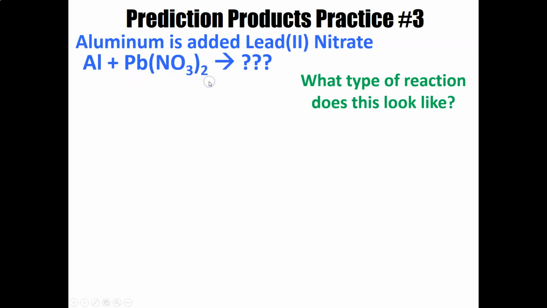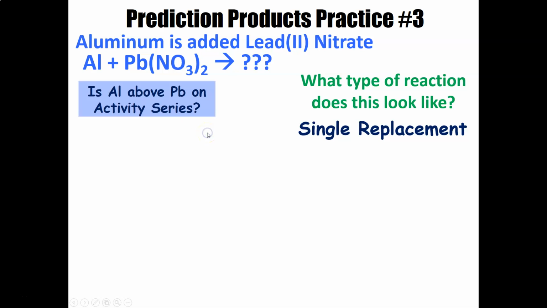So now we have to look, what type of reaction is this? Well, I have an element and a compound. That's going to be a single replacement. Now, because this is a single replacement, I have to check whether or not aluminum is strong enough, reactive enough to kick this lead out and take its place. So we now have to ask ourselves, is aluminum above lead on the activity series? And when I look at my activity series, I see that aluminum is higher on the list than the lead. So it is reactive enough to take its place.